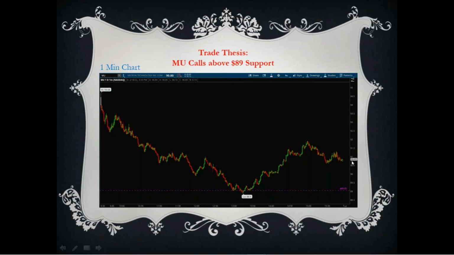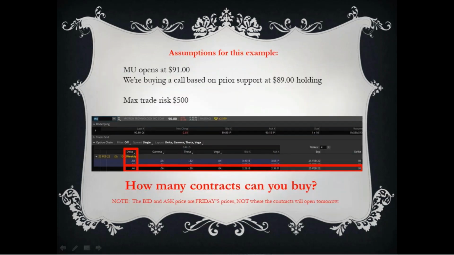Now, it could open at 101, it could open at 61. I have absolutely no idea. So again, I'm not saying it's going to do this. We're just using an example. Okay, so our assumption is that it's going to open at $91, which is basically right where it closed Friday. Our assumption is that we're going to buy calls based on that prior support of $89 holding. And for this example, we're going to say our maximum trade risk is $500.